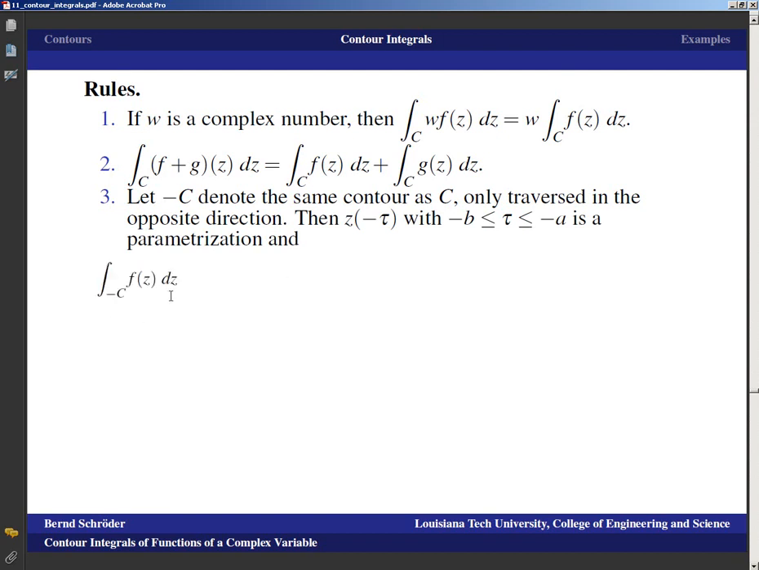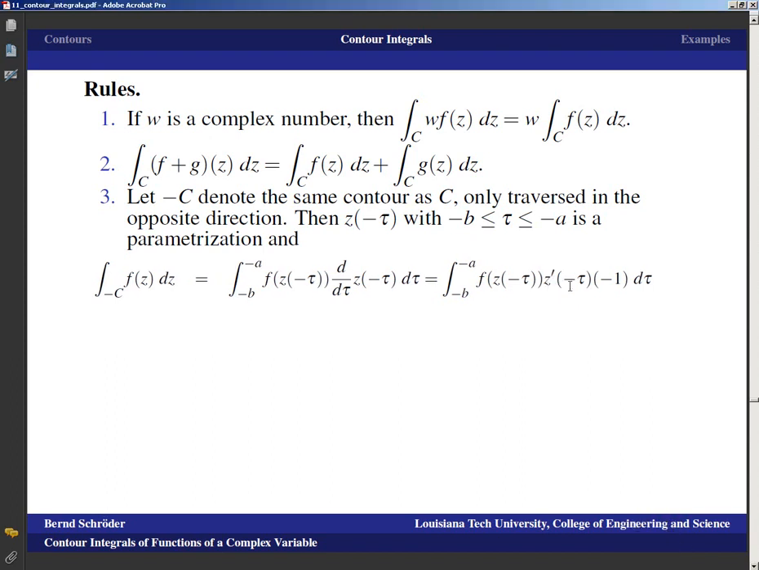And the integral over negative c of f of z dz is the integral from negative b to negative a of f of z of negative tau times the derivative of z of negative tau d tau, just by definition. Remember, the prime always is with respect to the variable, so the variable is tau here. Computing that, we get the integral from negative b to negative a of f of z of negative tau times z prime of negative tau.